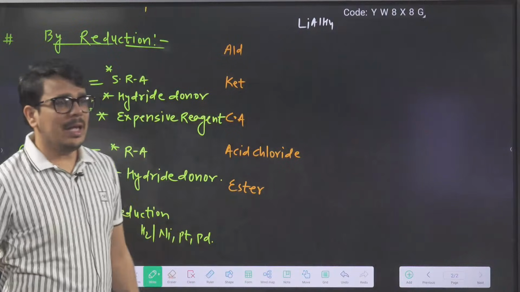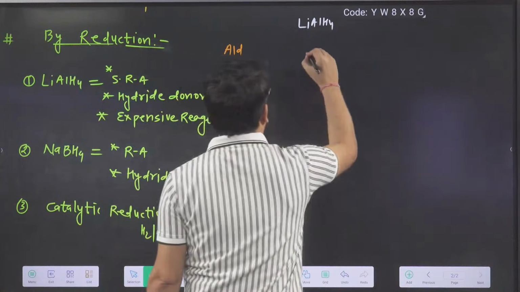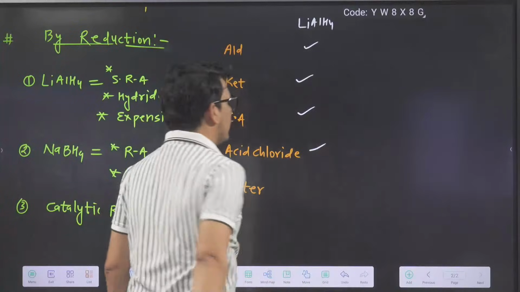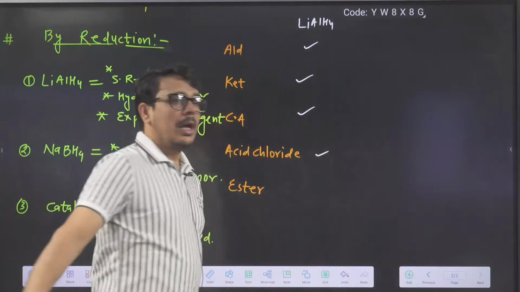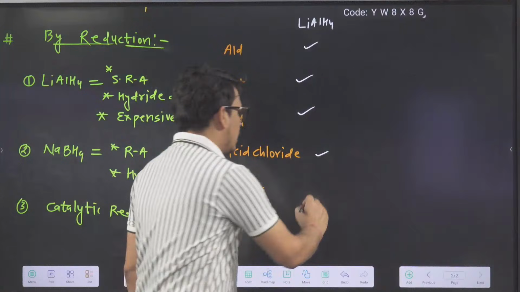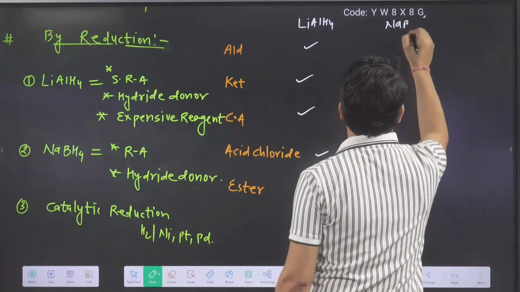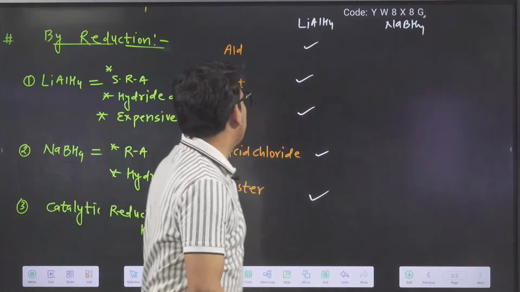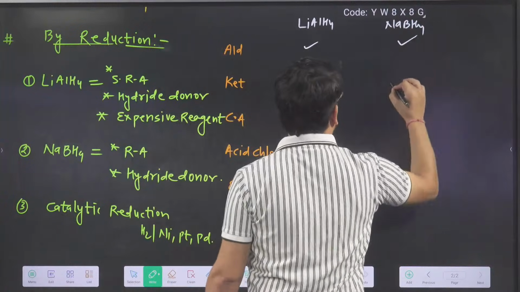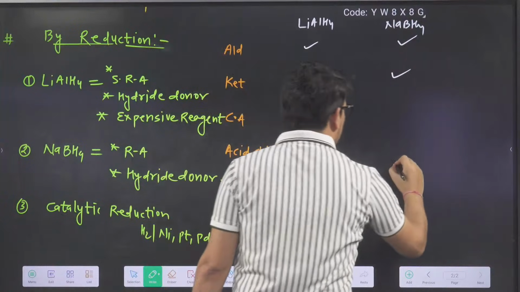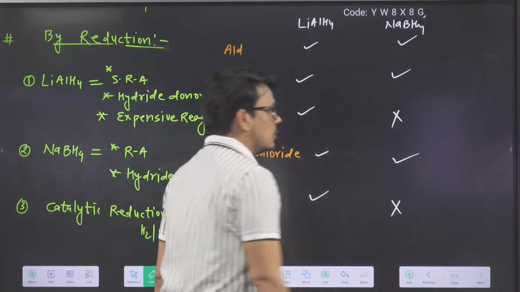So here LiAlH4 can reduce any one of them, and all of them are converted to which one? Alcohol, depending on the case. NaBH4 can reduce aldehyde, ketone, and acid chloride, and the rest of them no.